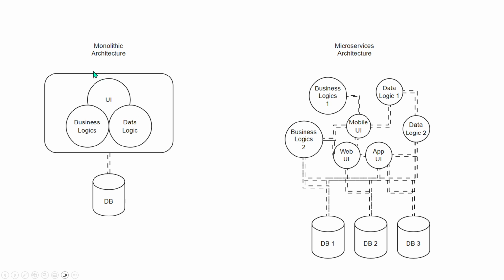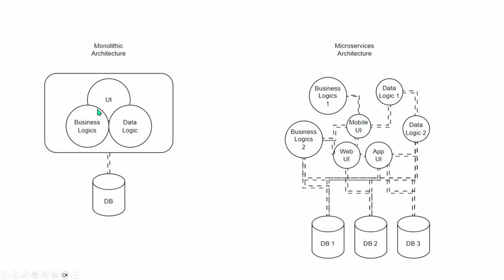So this is a comparison architecture between a monolithic architecture and a microservices architecture. As you can see over here, a monolithic architecture in this example comprises three very different application modules, which are tightly coupled with each other. For example, user interface, business logic, and data logic, and then it connects to a database over here.